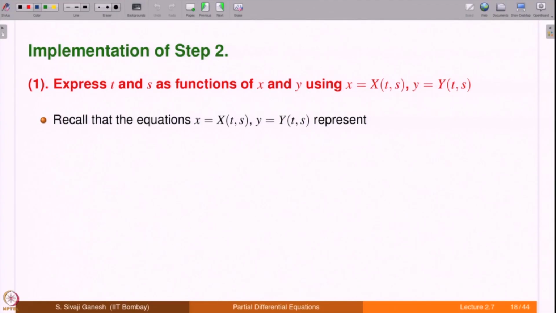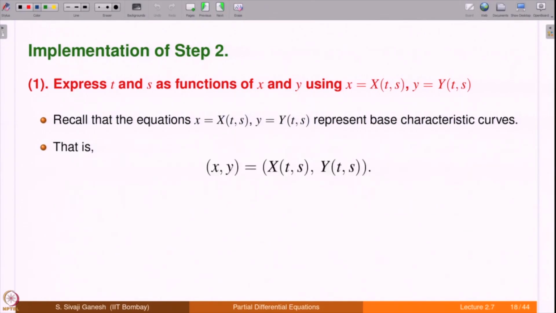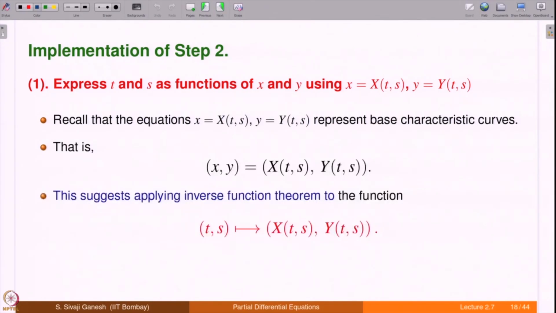So, express t and s as functions of x and y like that. Recall that x and y given by x(t,s) and y(t,s) together represent the base characteristic curves. Now, this suggests applying the inverse function theorem to this function, then you will get t and s in terms of x and y.